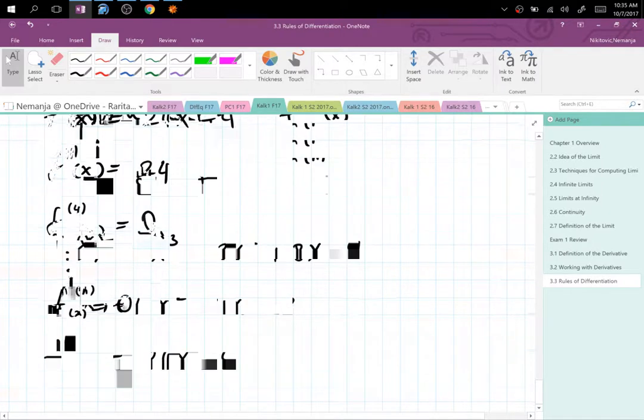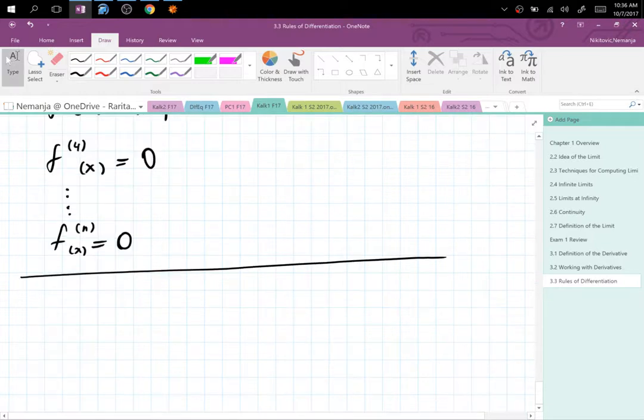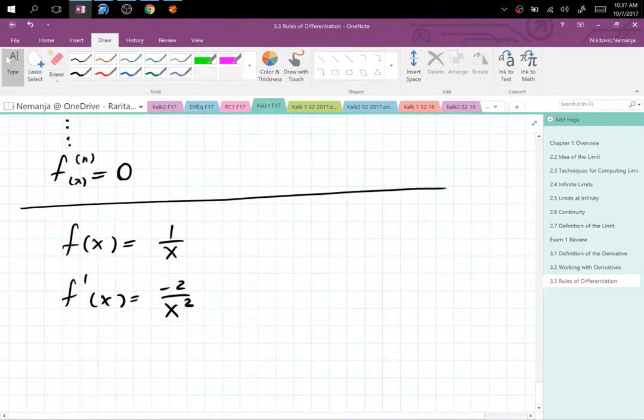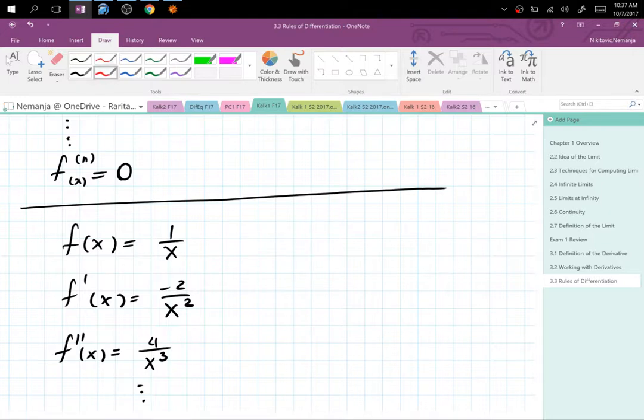If you try to do this with negative exponents, they go more negative. They never go to 0. So if you start with the function 1 over x, the derivative is negative 1 over x squared. And then the second derivative is positive 2 over x cubed, and so on. So you see that in this case, we are not going to end up with 0.